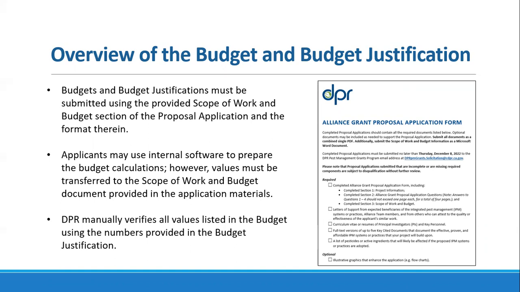Applicants can use internal software to prepare the budget calculations, but we do need you to input those values into DPR's provided documents in the application materials. We then go through and manually verify all the values in the budget using the numbers provided in the budget justification. So it's important that your numbers are accurate and reflect what's in the budget justification.